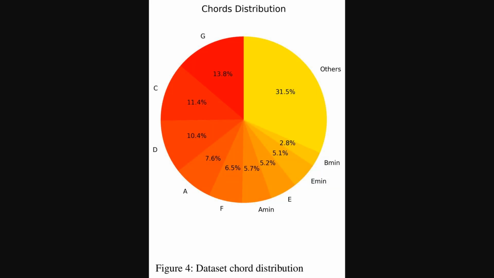So we've looked at sequences like those 4-chord patterns and how they differ between genres. But what about the individual chords themselves across the whole dataset? Figure 4 gives us a glimpse of that. This pie chart shows the distribution of the most common chords. You can see G is the most frequent single chord, making up almost 14%, followed closely by C, D, and A. Then there's a bunch of others like F, Am, E, and a pretty big slice labeled Others, which lumps together all the less common chords.